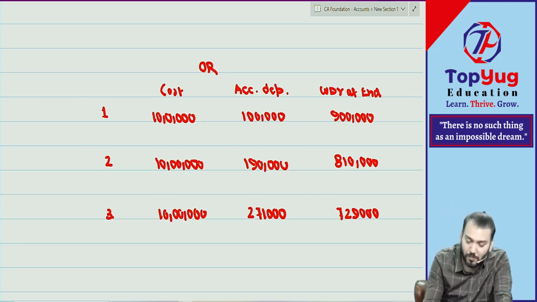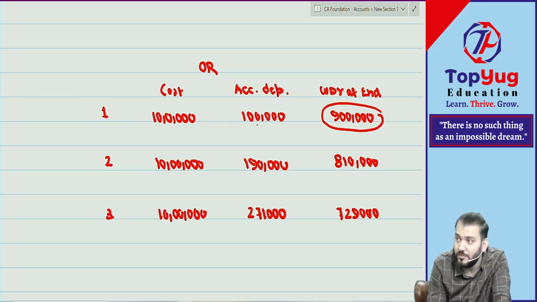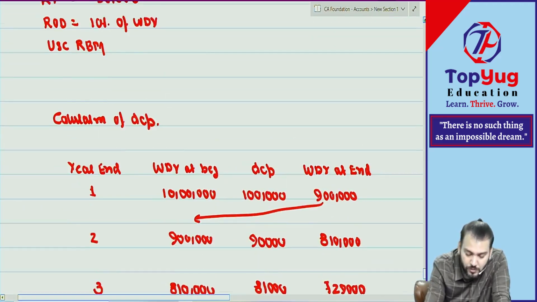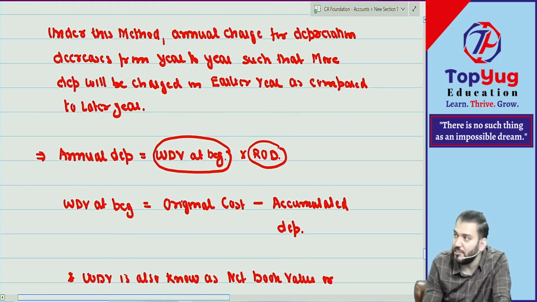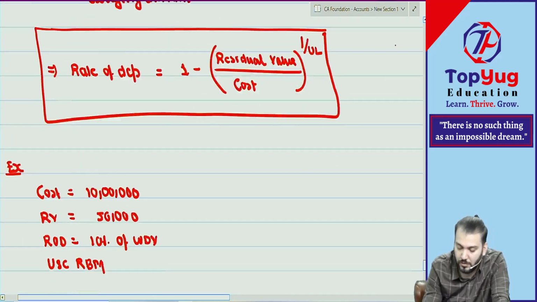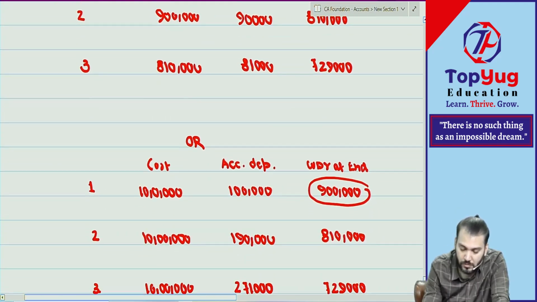So what is the formula? Means what formula? If I say WDB at year end is nothing but cost minus accumulated depreciation. Cost minus that only I have given. Check karo. Original cost minus accumulated depreciation. Where I have given?